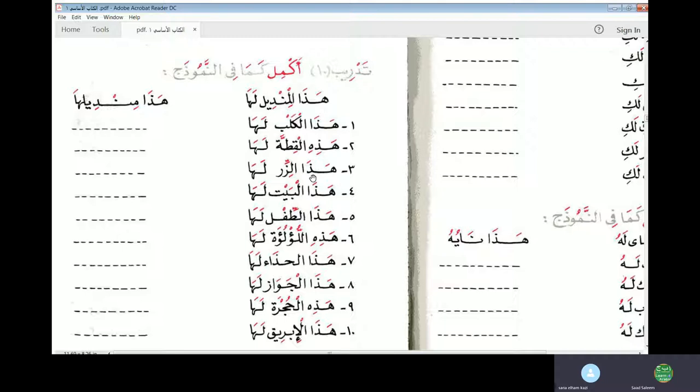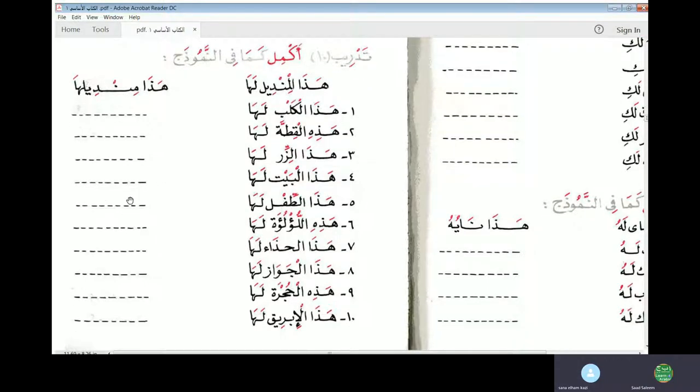هذا الزر لها. Button. This button belongs to her. هذا زرها. This is her button. هذا البيت لها. This house belongs to her. هذا بيتها. This is her house. هذا الطفل لها. This child belongs to her. هذا طفلها. This is her child.